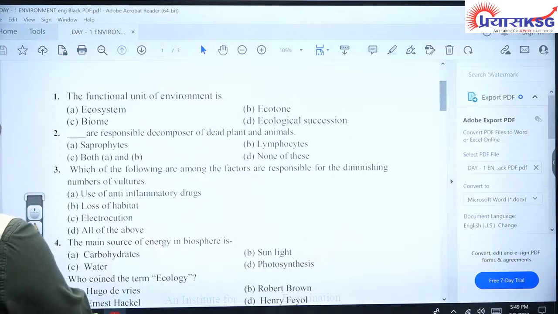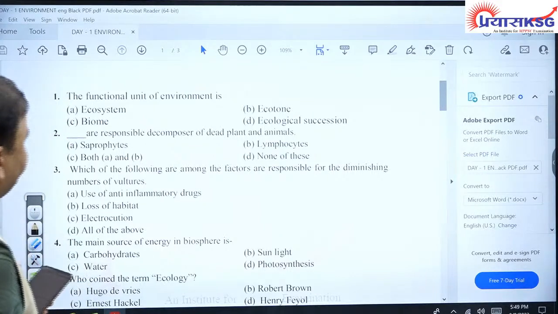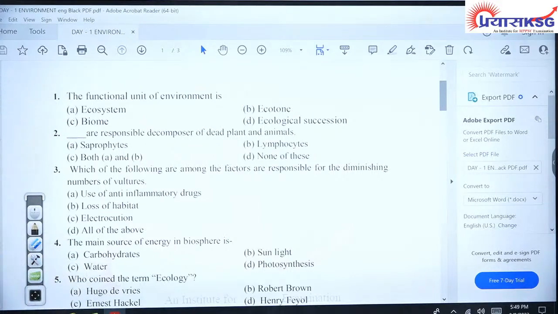Now, first question. The functional unit of environment, what is that? A. Ecosystem. The functional unit of environment, ecosystem. Dash are responsible for decomposing of dead plants and animals. That's your saprophytes. That's also A. Saprophytes. Which one of the following are among the factors responsible for diminishing number of vultures? Loss of habitat, electrocution, all.